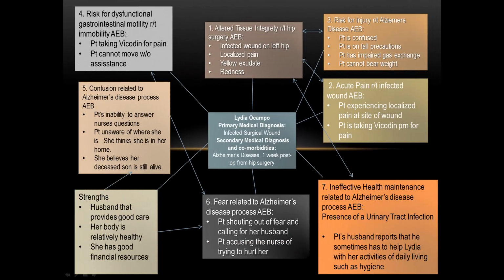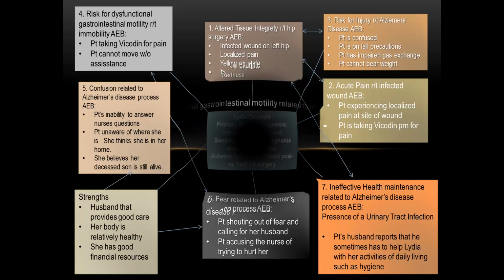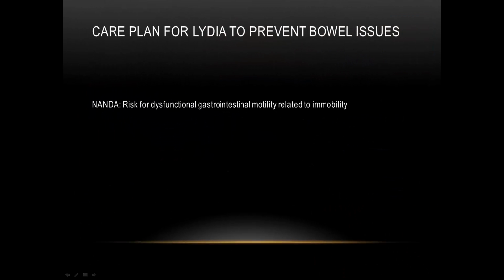And here's Lydia's updated concept map, which includes altered tissue integrity related to her hip surgery and risk for dysfunctional gastrointestinal motility related to her immobility. Josh will now talk about these two NANDAs in more detail. Josh? Let's discuss our plan of care to prevent bowel issues for Lydia.